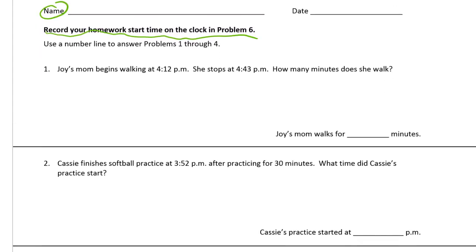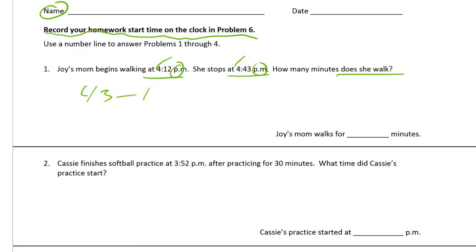All right, number one. Joy's mom begins walking at 4:12 p.m. She stops at 4:43 p.m. How many minutes does she walk? So this is the p.m.s, right? So we're in the same hour, 4 and 4. So we have to find the difference between 4:43 and 4:12. We can just subtract for that.